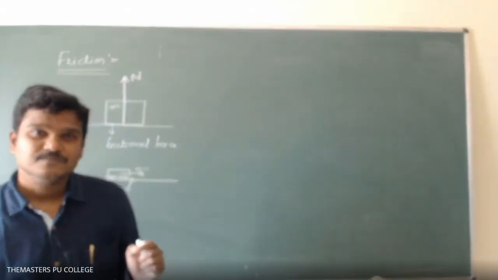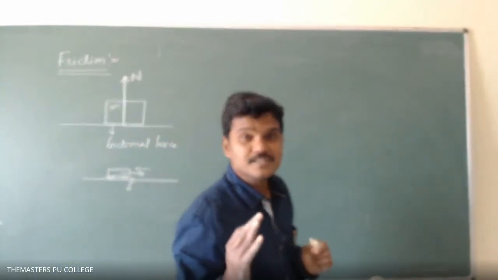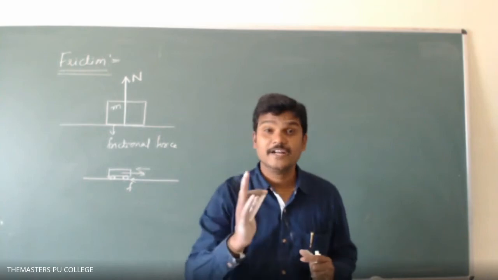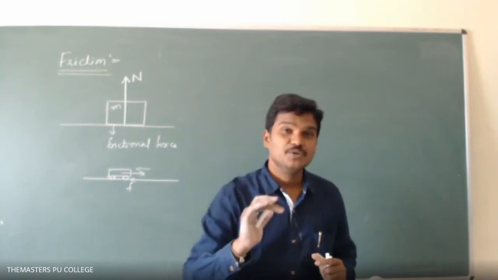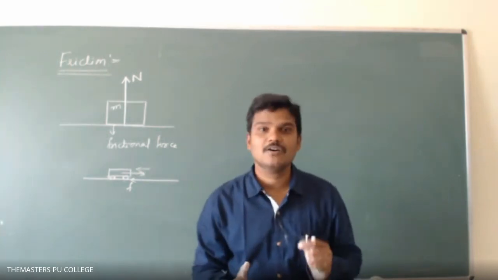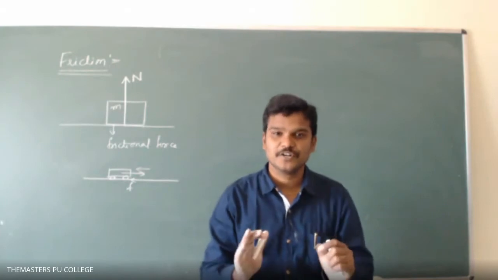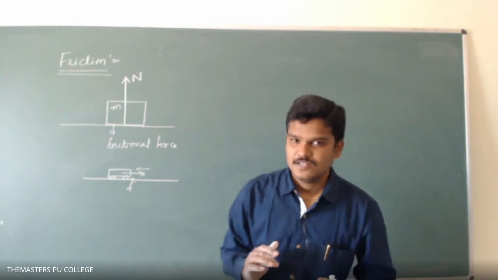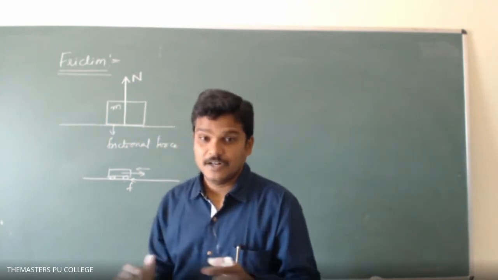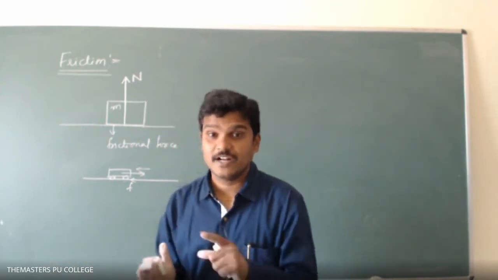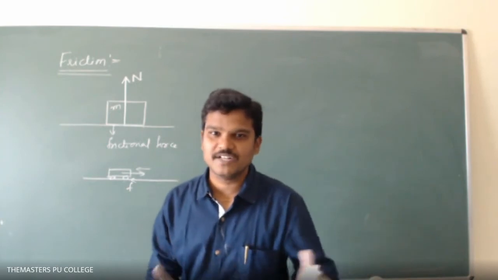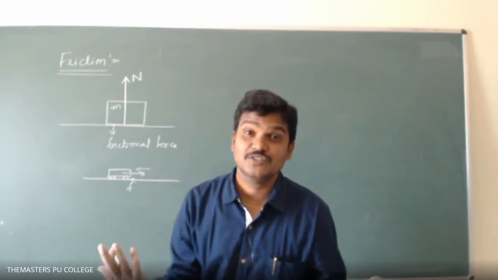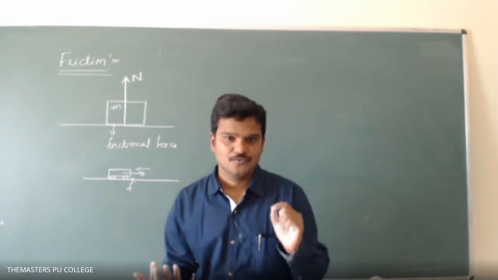The force which always opposes the relative motion in between two surfaces which are in contact, we call it a frictional force, or friction. Okay, so friction opposes the relative motion. Why is it called relative motion? Because the two surfaces are in contact. If there is no contact, there is no frictional force.